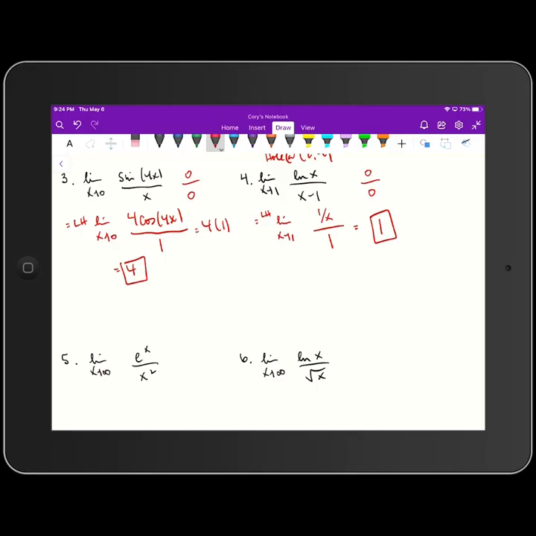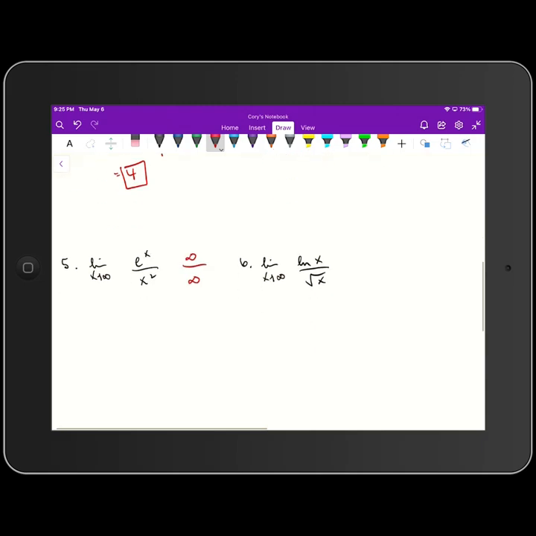Okay, with 5, we have the limit as x approaches infinity of e raised to the x power divided by x squared. So again, the way we want to think of this, as x gets large, e raised to the x power is going to go to infinity. So that numerator goes to infinity. And as x gets big, the denominator x squared also goes to infinity. So again, that is an indeterminate form. It is infinity over infinity. So let's use L'Hopital's rule to evaluate the limit.